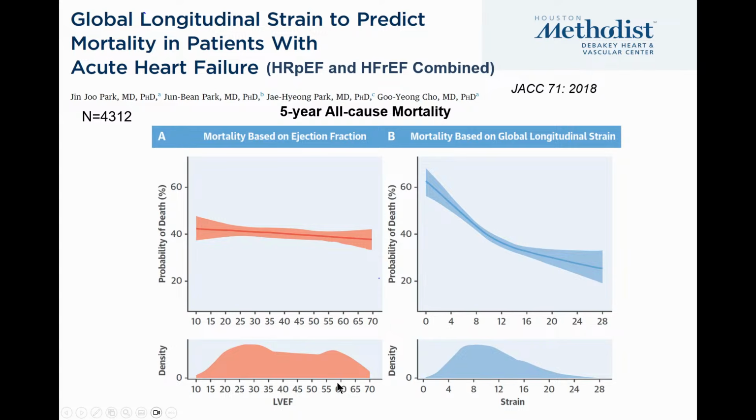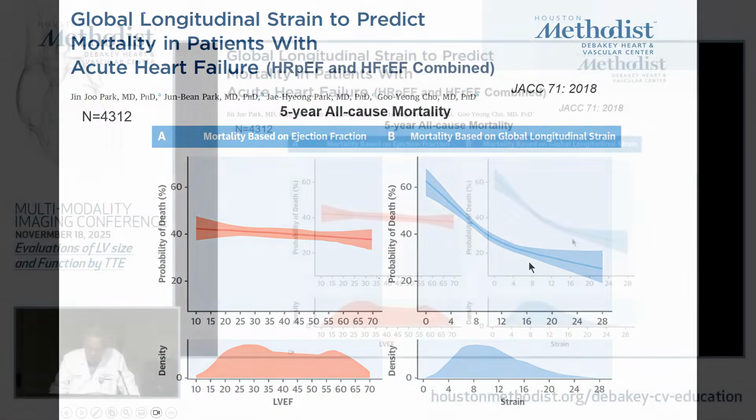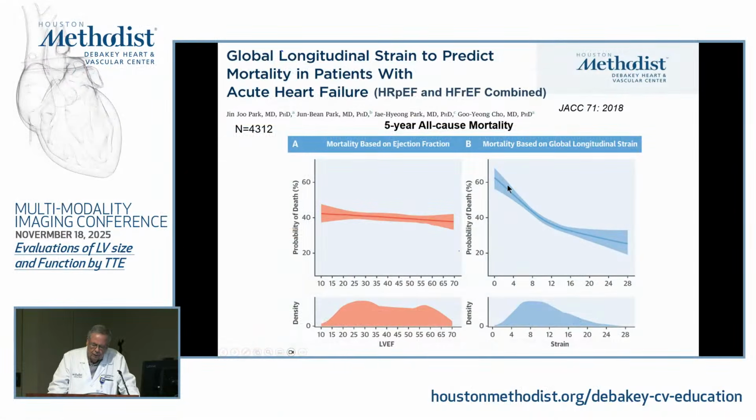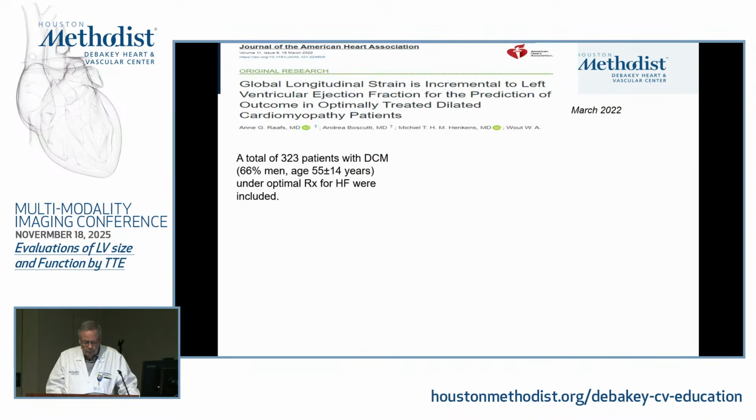So this section here is mortality based on ejection fraction. In contrast, mortality based on global longitudinal strain or shortening shows very nicely that once you cross that 16%, you start dropping the GLS, very significant probability of death. Very significant. And again, remember, about half of this group were HFpEF. So there's a nice, good mix of HFrEF and HFpEF in this population.